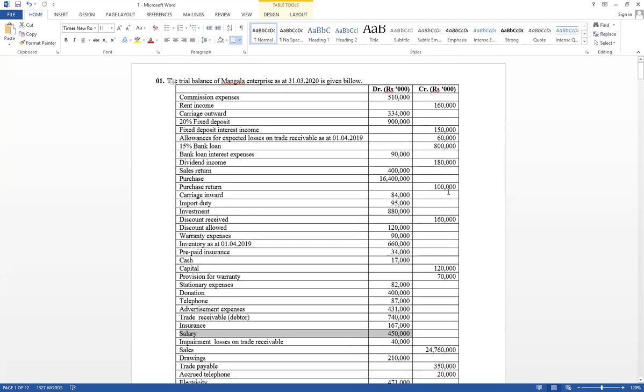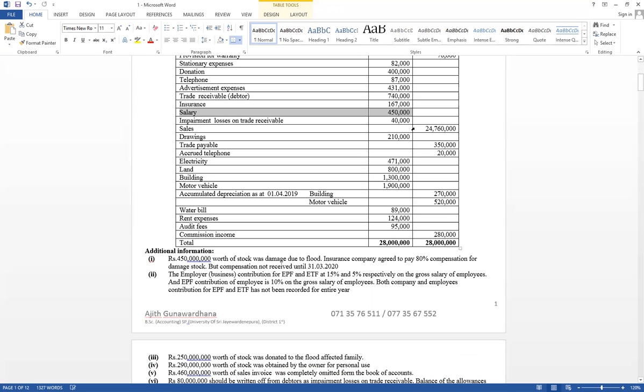Think about when a business is going to prepare financial statements. From the beginning, information should be collected using source documents. Then information should be recorded in the prime books, then recorded in the ledger. By closing the ledger accounts, the trial balance should be prepared. It has given the trial balance. Now I am going to discuss how to prepare financial statements based on the trial balance.